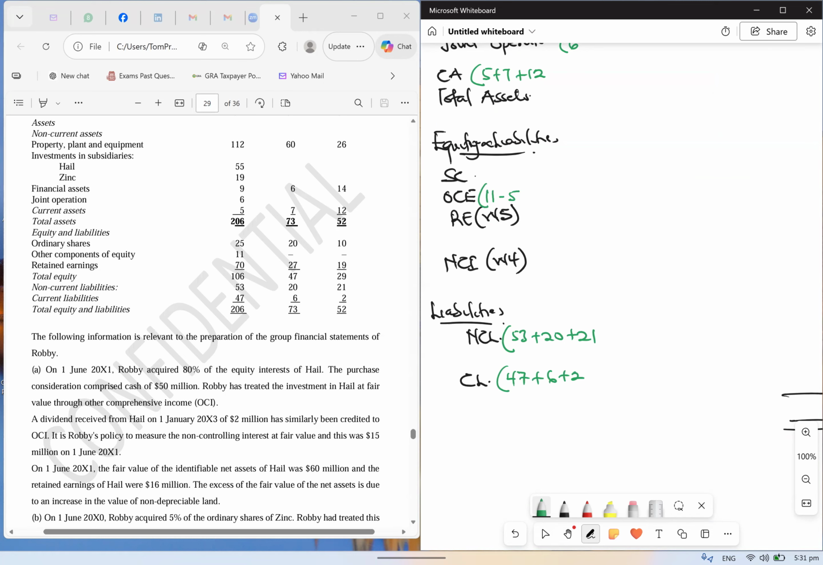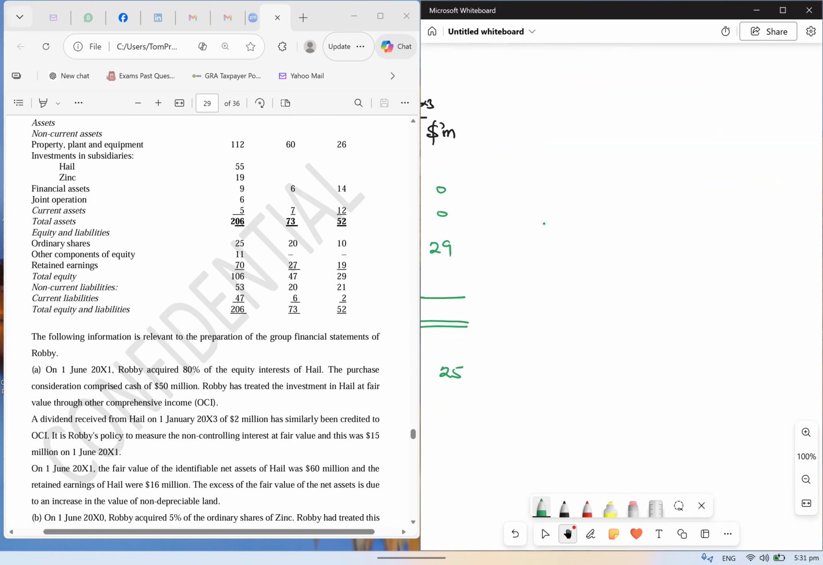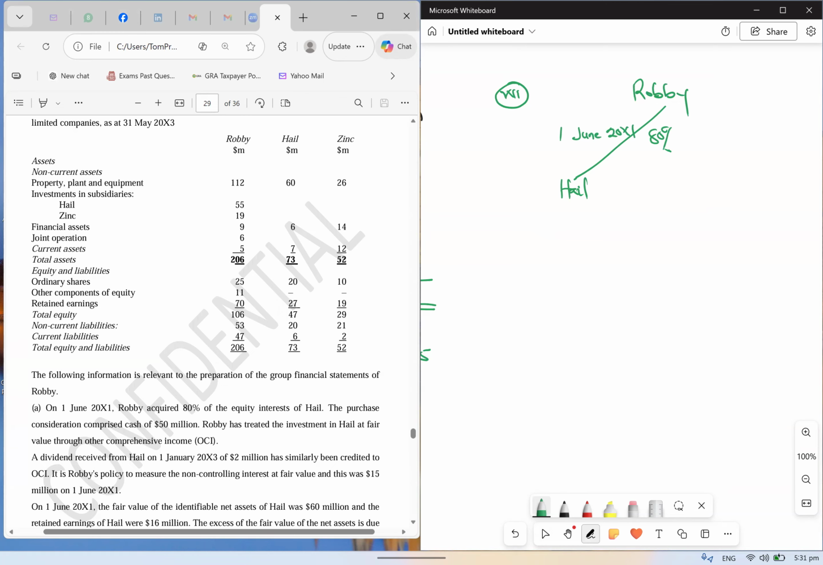All right. So on page 2 of our answer booklet, we go and do our workings. Working 1: the parent is Robbie. And from the question, Robbie acquired, we knew there were 2 subsidiaries. Robbie acquired Hale, 80%. The date of purchase, 1st June 20x1. And our year of reporting is May 20x3. So that makes it 2 years, right?